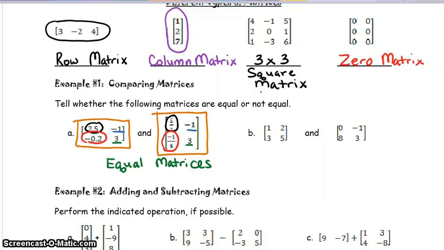If you look at the next example, example B, you'll see right away 1 is not the same thing as 0, and they are not located in the same spots. Therefore, these are not equal matrices.